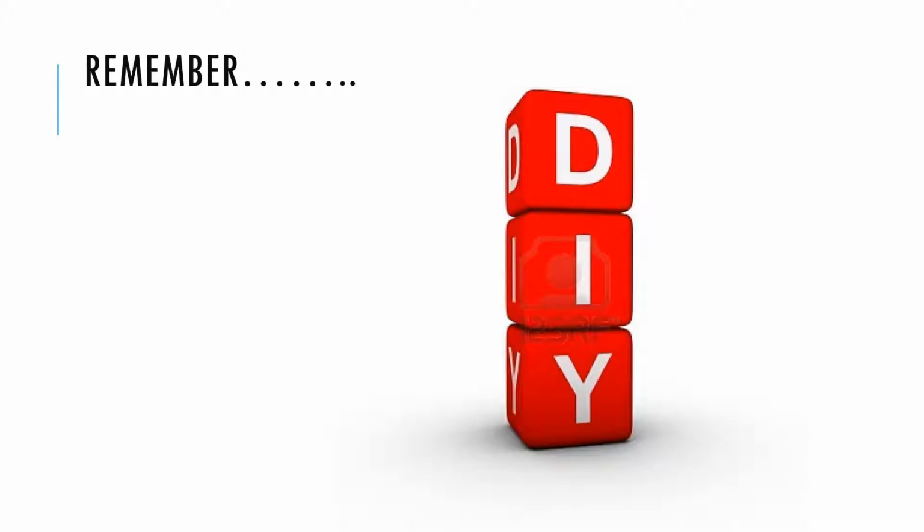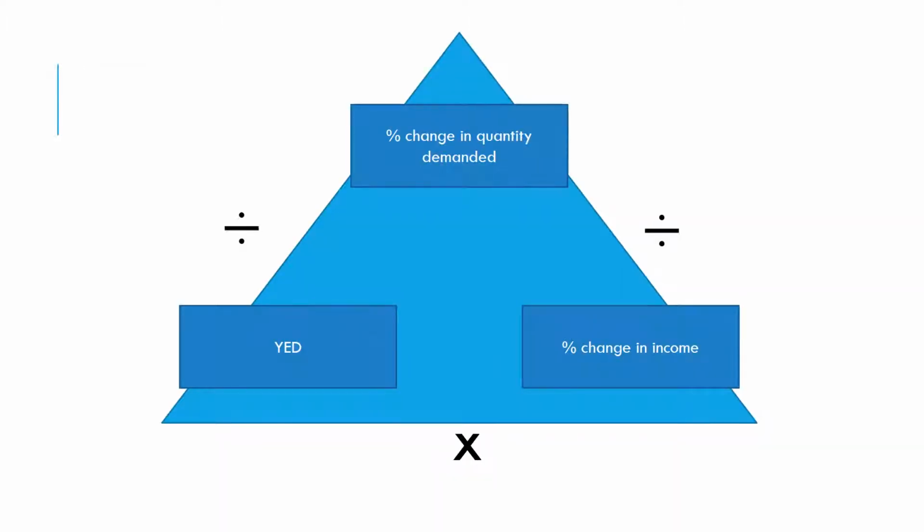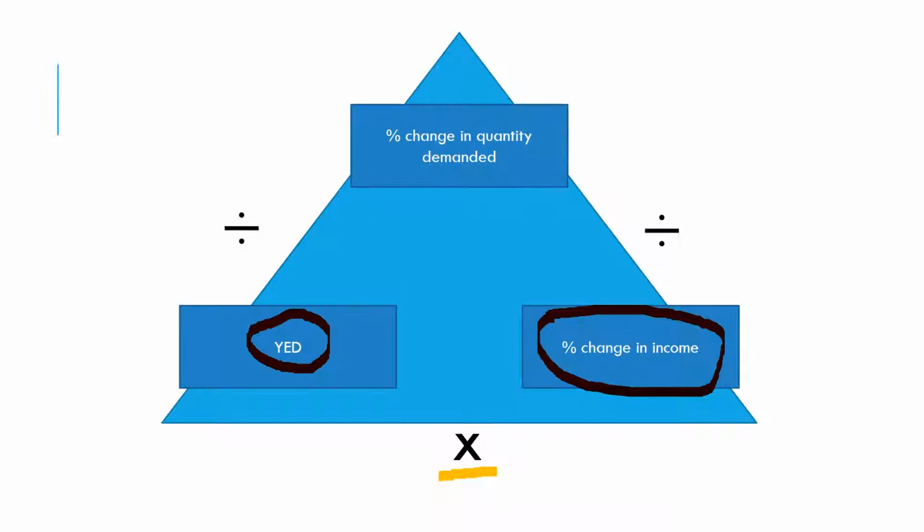A good way to remember demand over income is DIY, like do it yourself. When you're building furniture at home, DIY, D on the top demand and Y on the bottom income. Again, we can use this sort of triangle to calculate bits that we're not sure of. So if we know the income elasticity of demand and we know the percentage change in income, if we multiply the two of them together, then we can work out what is the percentage change in quantity demanded.